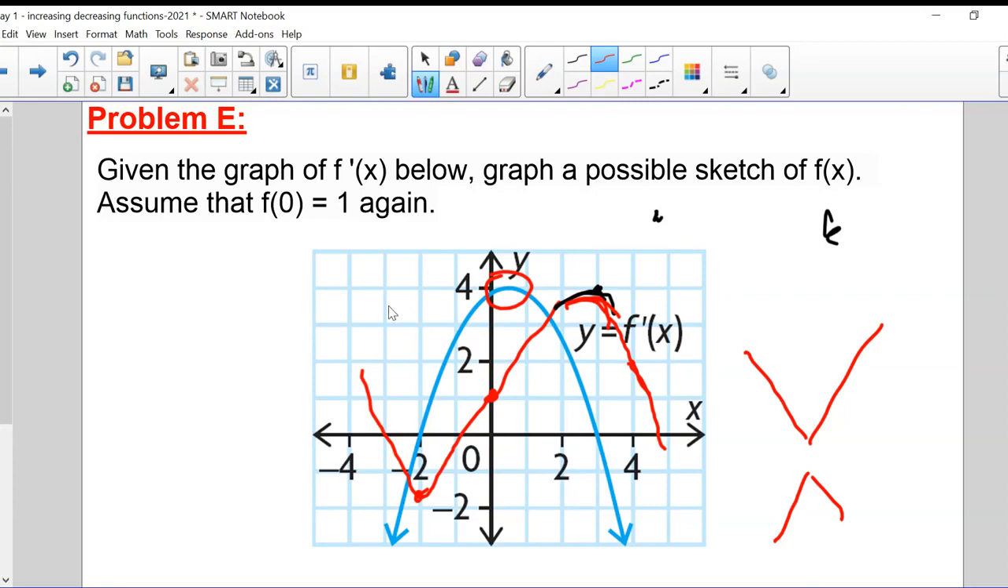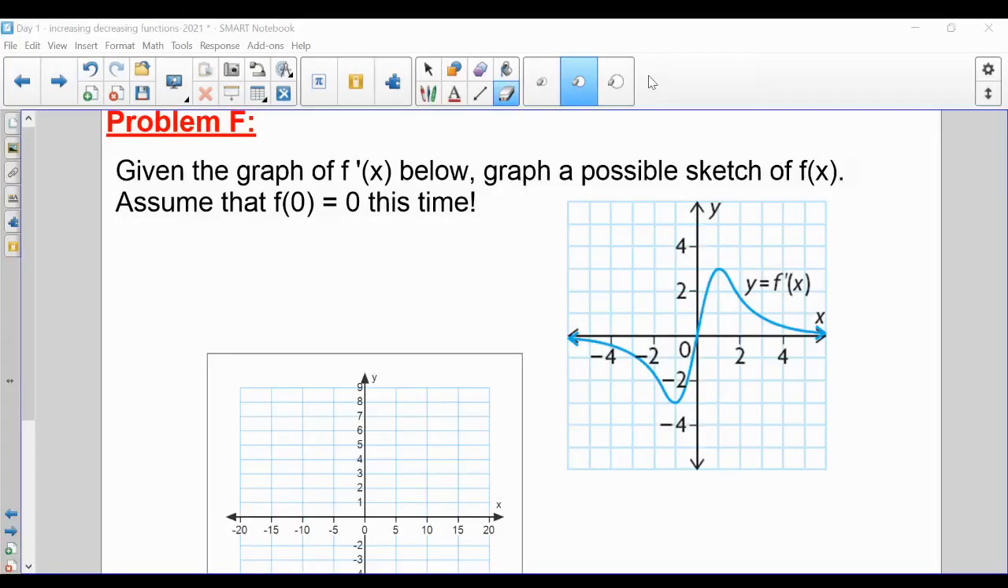Okay. All right. Let me see if I can continue with this. So let's look at this function, by far the most challenging one. One point they've given us is that f of 0 is equal to 0. So let's put that point in.